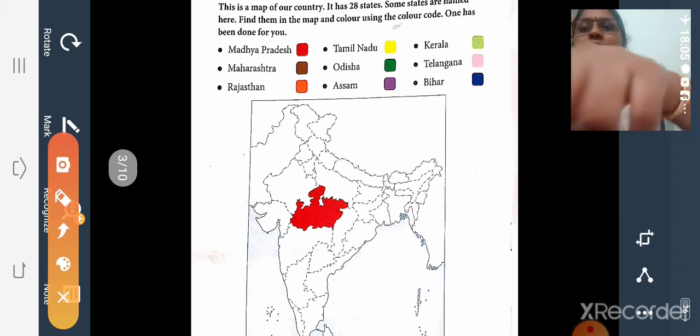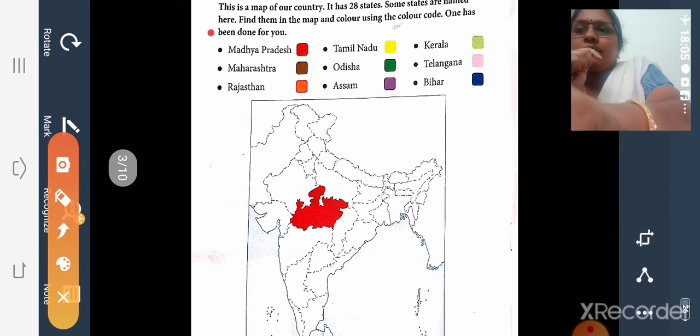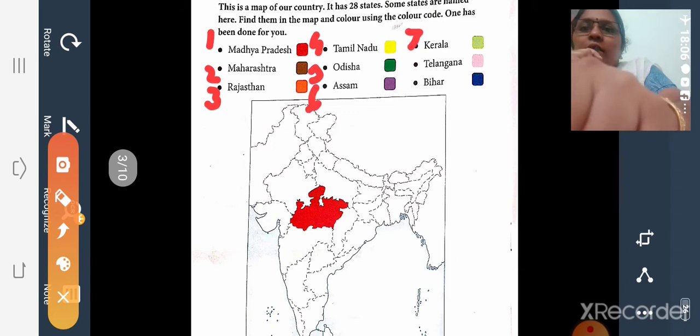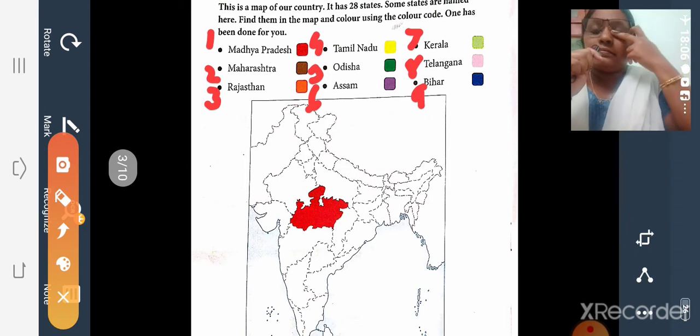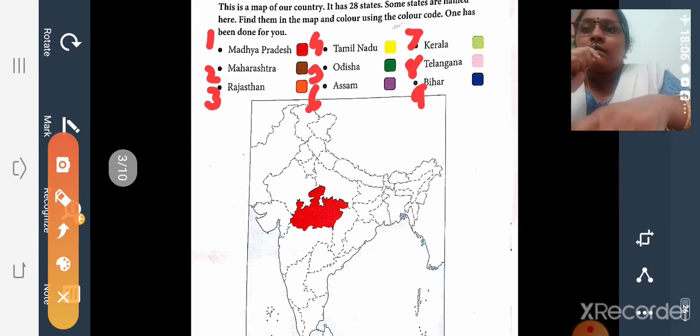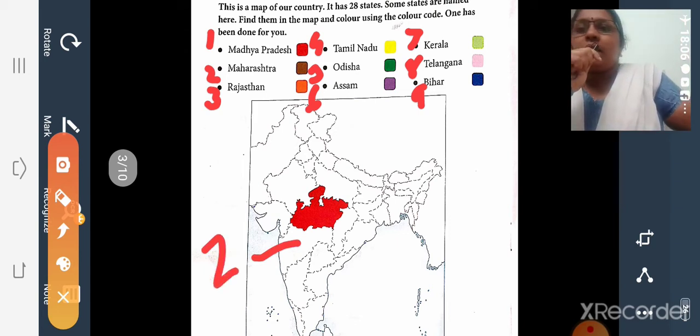Okay. Madhya Pradesh, it is marked here. So let us give its number. Okay, 1, 2, 3, then 4, 5, 6, okay, 7, 8, 9. So 9 states are given here. We have to color these. So first one, it is already done for you. Then second one is Maharashtra. So, where is Maharashtra? Here. Okay, second one, Maharashtra.